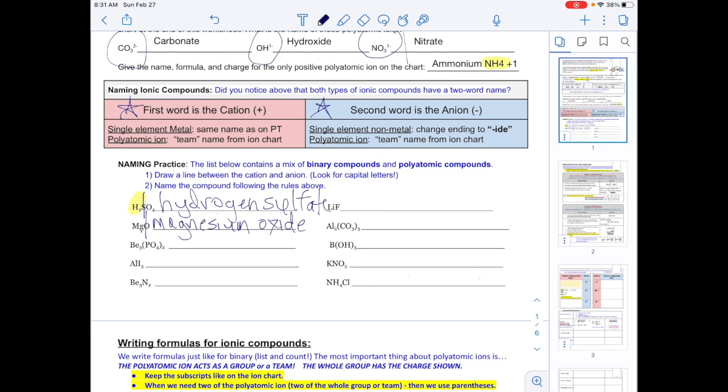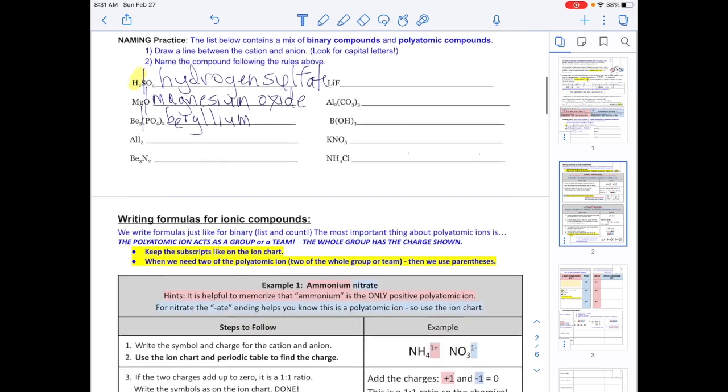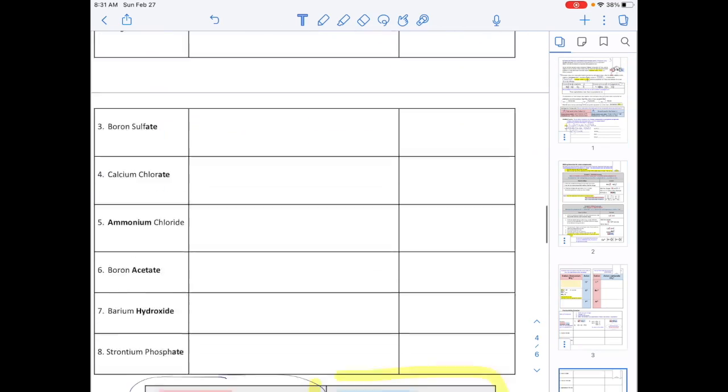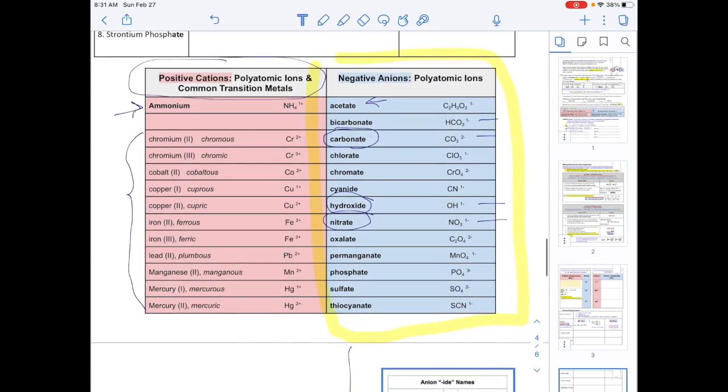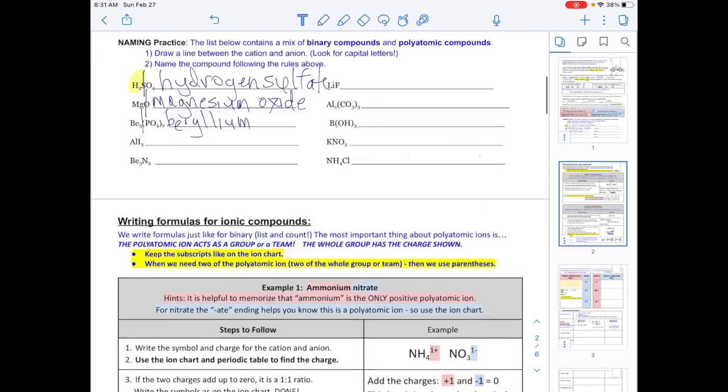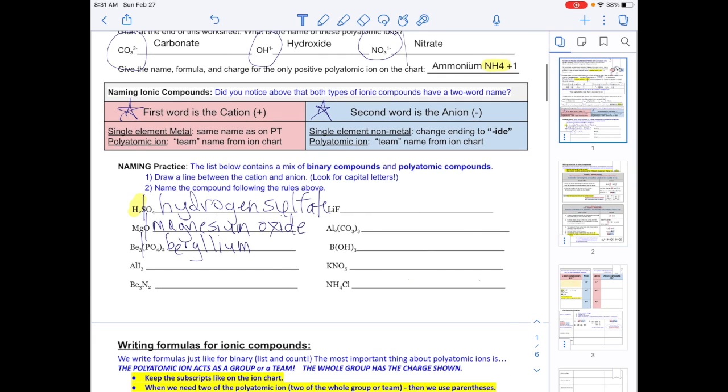Okay, this next one, capital B, e, beryllium. I remember that from when we memorized them. And then PO4, I'm going to go look that one up. That's two capital letters, so that's a team. Here it is, PO4, phosphate. So the name of this one is beryllium phosphate. See, always two-word names.